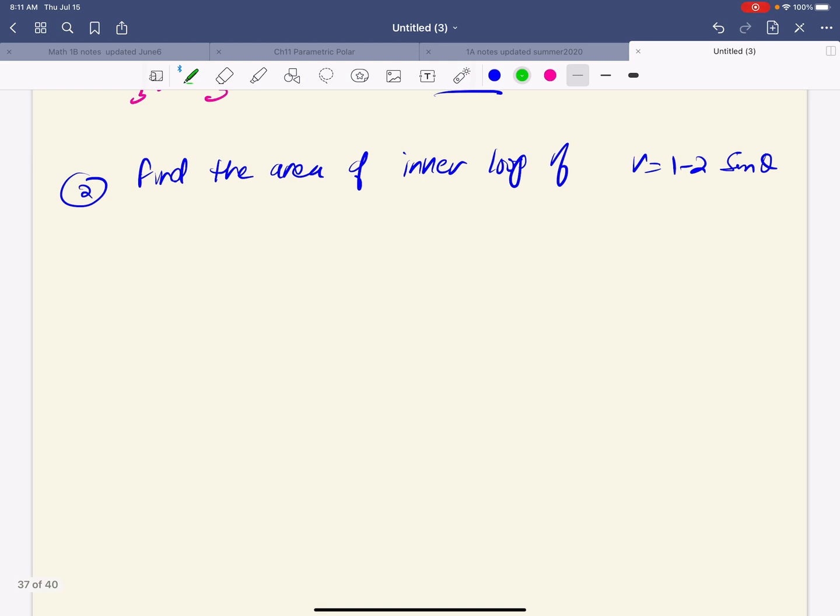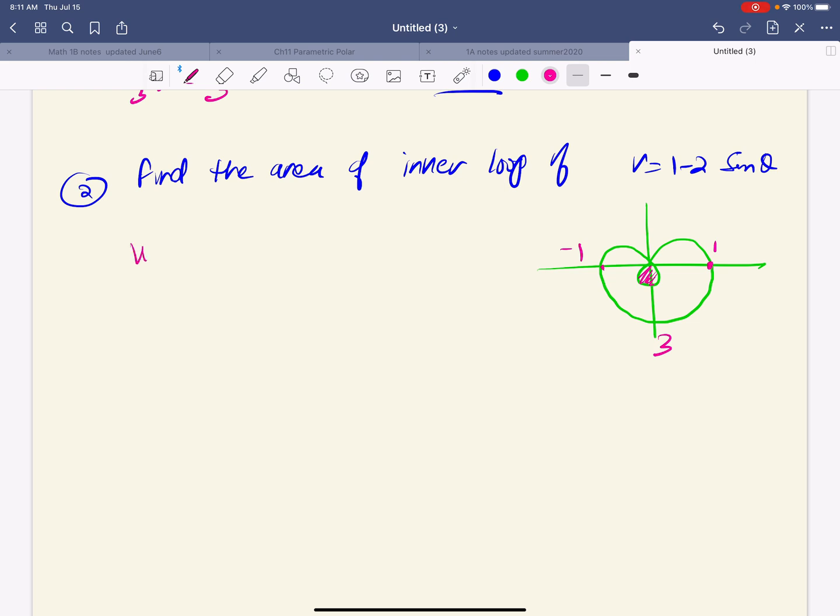Let's see the second example. Find the area of the inner loop of r equals 1 minus 2 sine theta. Same kind of story. Let's go ahead and graph it. 1 minus 2 sine theta, the majority will be on the negative y-axis, and that's how the graph is going to look, and we're finding this area. It's going to be 3 here, 1 at this point, and negative 1 here.